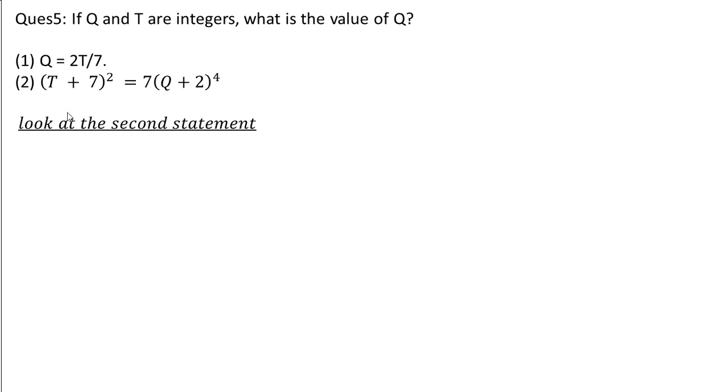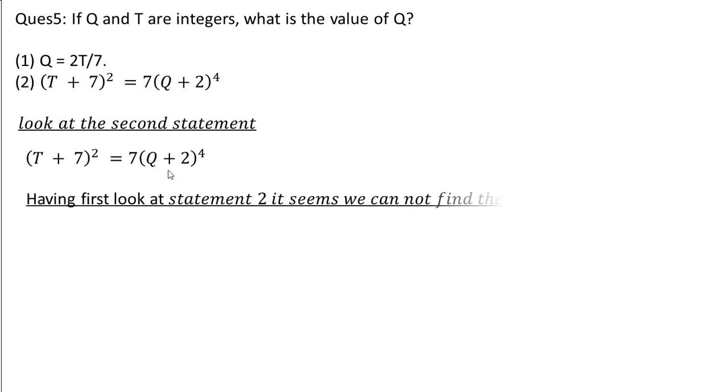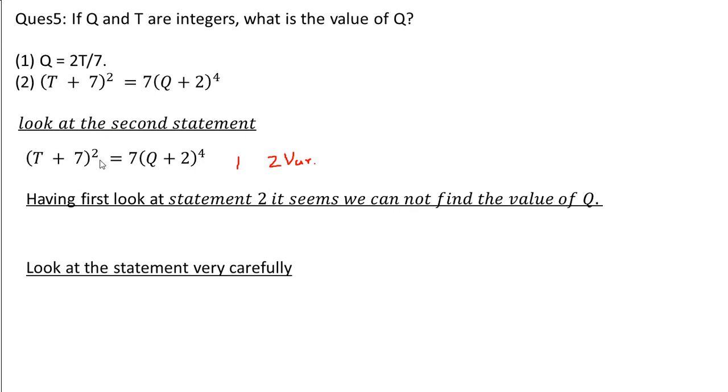Moving to statement number 2. It says (t plus 7) to the power 2 is equal to 7 multiplied by (q plus 2) to the power 4. Having first looked at statement number 2, it seems we cannot find the value of q. Why? Because it just gives me one equation and two variables. So we cannot solve the statement. But look at the statement very carefully. We are given in the question that q and t are integers. That means q and t can take only the values which are integers.